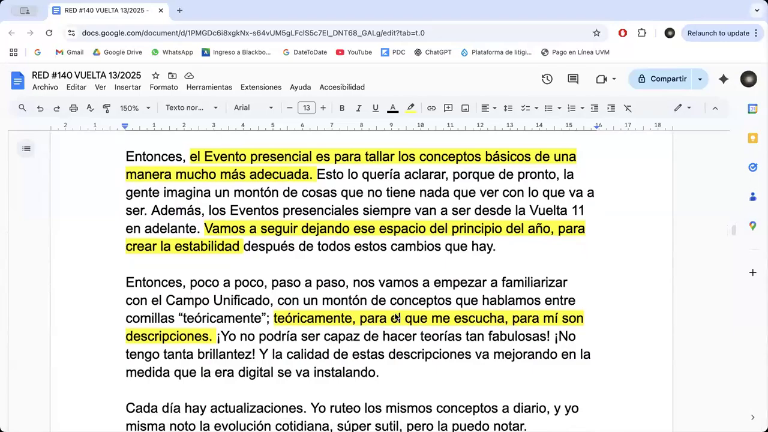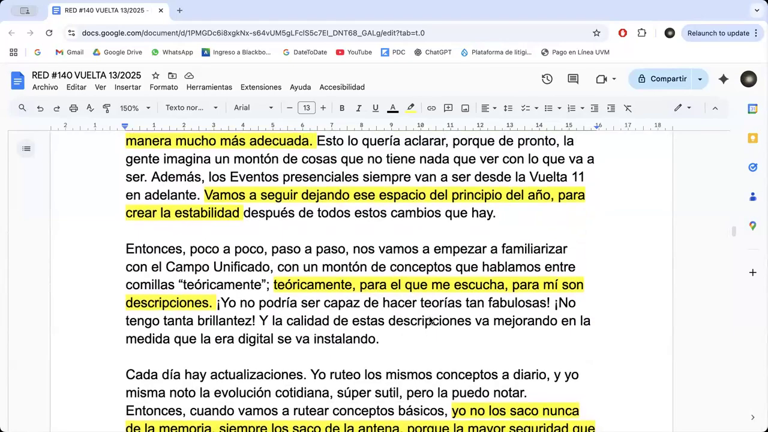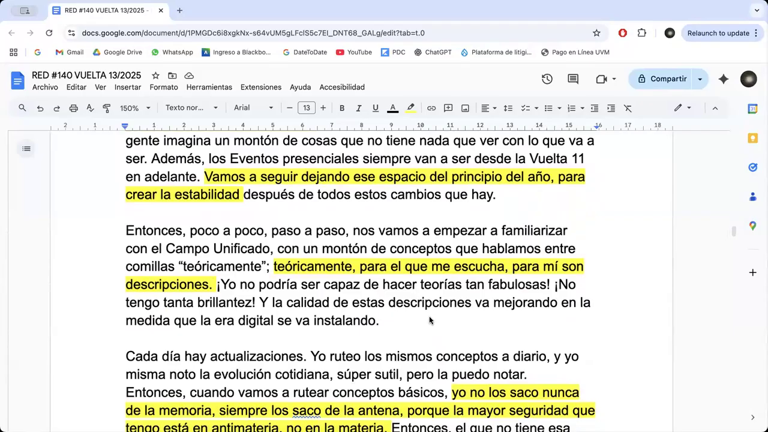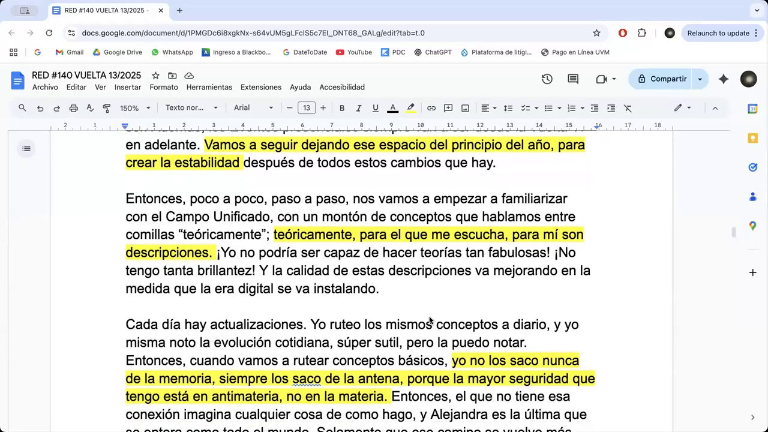So the physical event is with the purpose of creating or working on the basic concepts in a more proper way. So she wanted to clarify this because people sometimes imagine all kinds of things that have nothing to do with what is actually going to be. So physical events will always be, another thing is that they will always be starting from lab 11, because we will always be leaving a space in the beginning of the year to create stability.